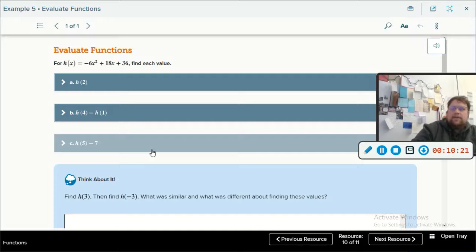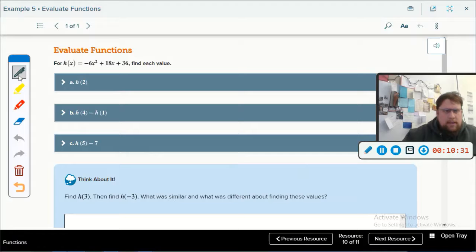Oh, yeah, pause me if you need to. Or no, definitely pause me. Work on it, and then unpause me. All right. I'm assuming we all worked on it. Let's try it out one last time. And we're going to have what? This equals negative 6 times 5 squared plus 18x, or 18 times 5. Plus 36.